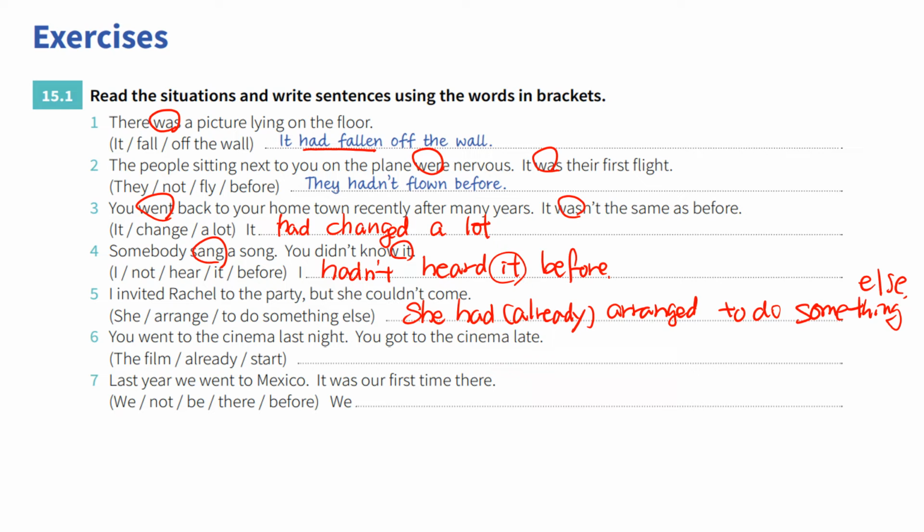You went to the cinema last night. You got to the cinema late. Now, the film had already started.